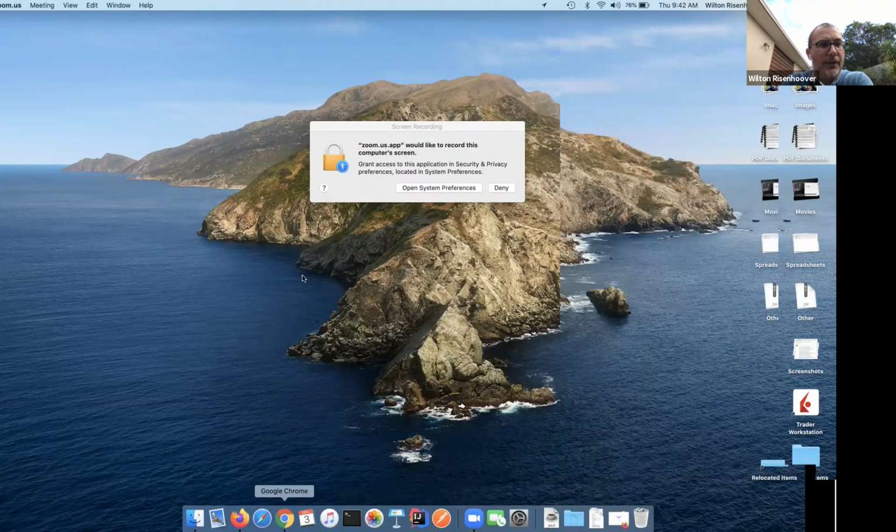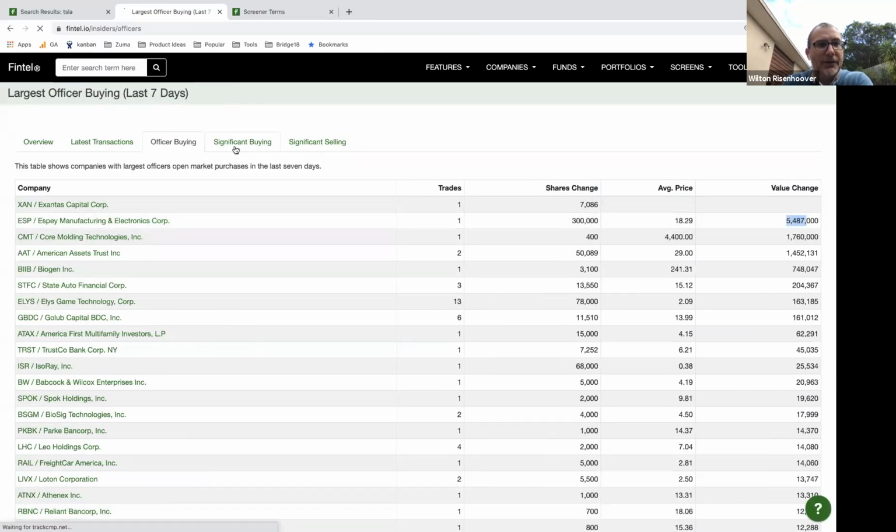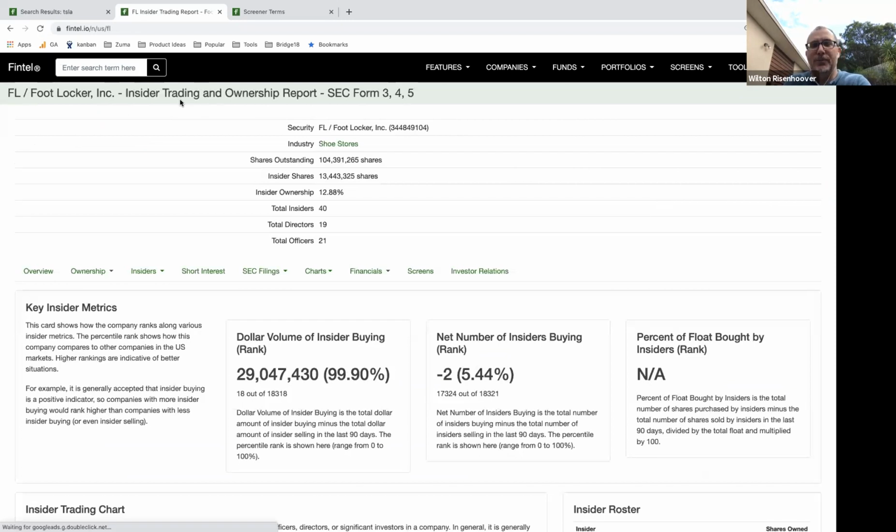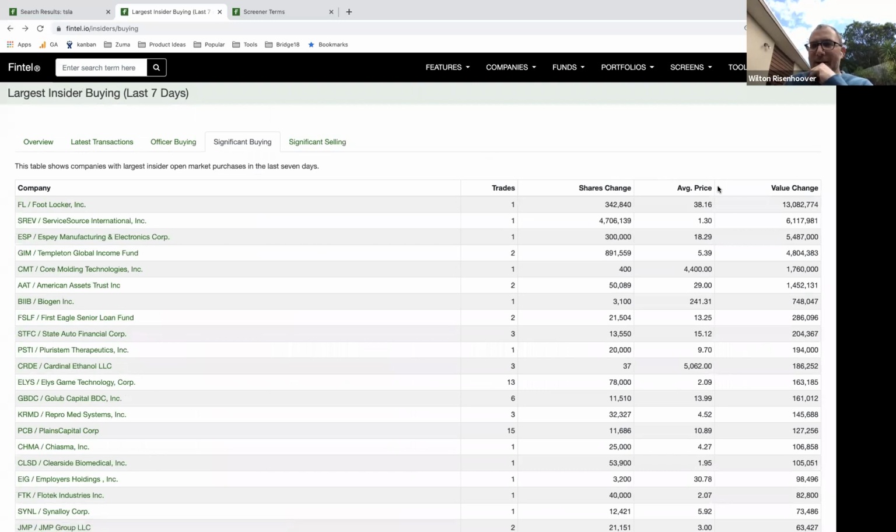Let's see if I can go back to this. Let's take a look at significant buying here, and look at Foot Locker, for example. So the point is that the value here is $13 million. It's not really like the price is $38 versus $1.30. So the question is, should those two be flipped? We don't know because it's not really normalized. So sorting by raw dollar value is not the best approach. It's very suboptimal. I recognize that.